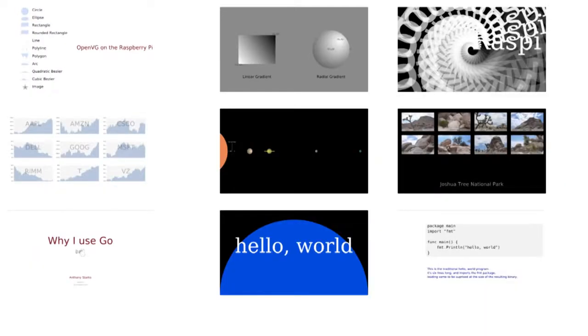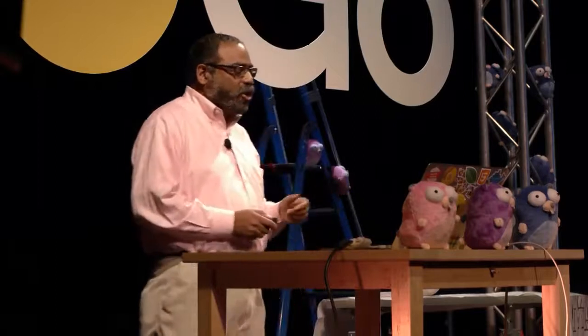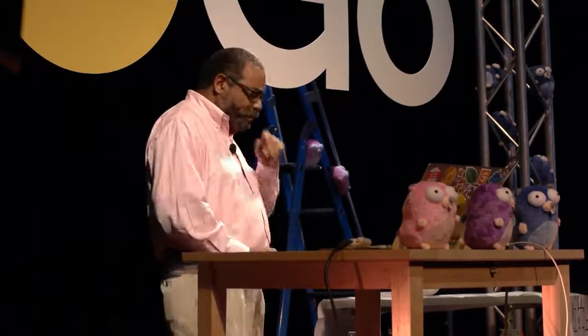Here's some examples of what you can get from that. And here's the hello world for OpenVG. As you can see, it's similar. You have a start and an end, and you've got your elements with circles and text and so forth. This one's slightly different. Instead of having variadic arguments, you have discrete functions that style your code, because that sort of fit with the underlying API.